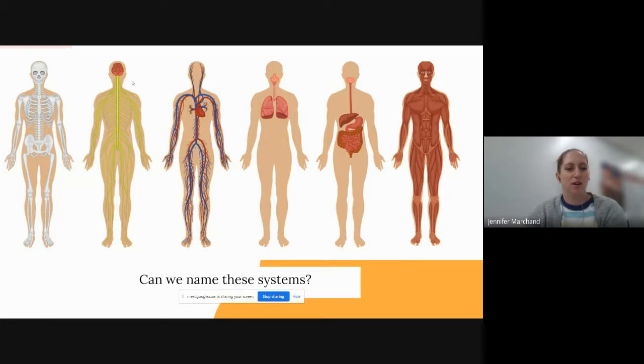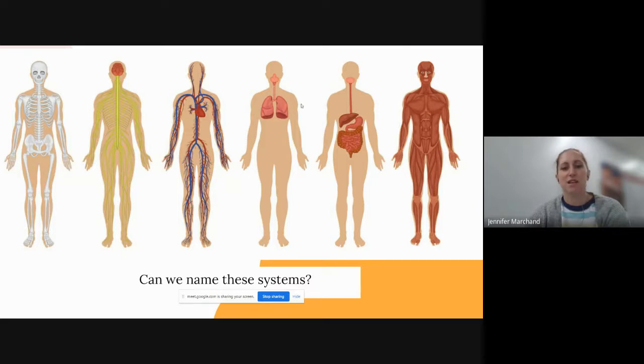Then over here, I see a brain up here. So I see brain. Oh, these are all, that must be the spinal cord. These are all connecting. That must be the nervous system. Oh, over here, I see the heart and all the veins leading to it. That must be the cardiac system.